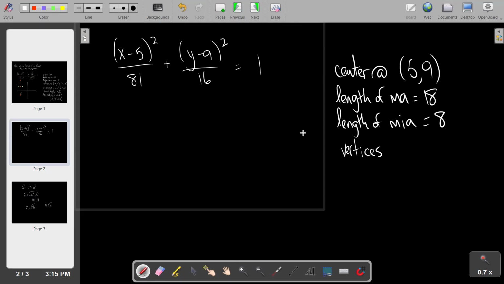So if we go from the center to our vertices, which are out here, who's changing? X is changing and Y is staying the same, right? And you said we're going out 9. Yeah, so it should be. So my vertex on the right would be 14, 9. And my vertex on the left would be what? -4, 9. Let's find our co-vertices.